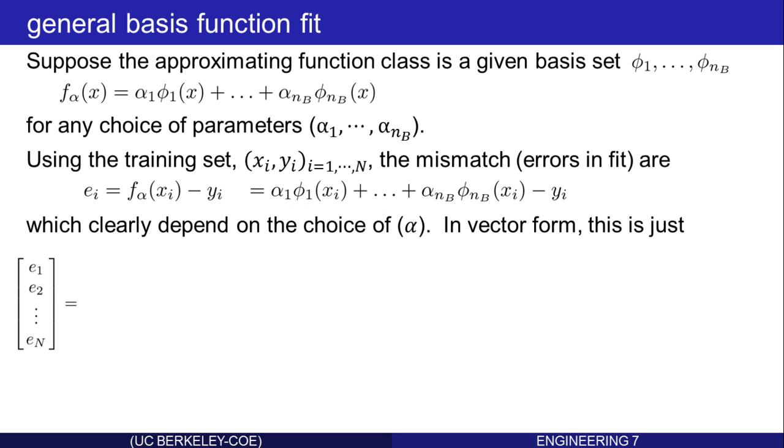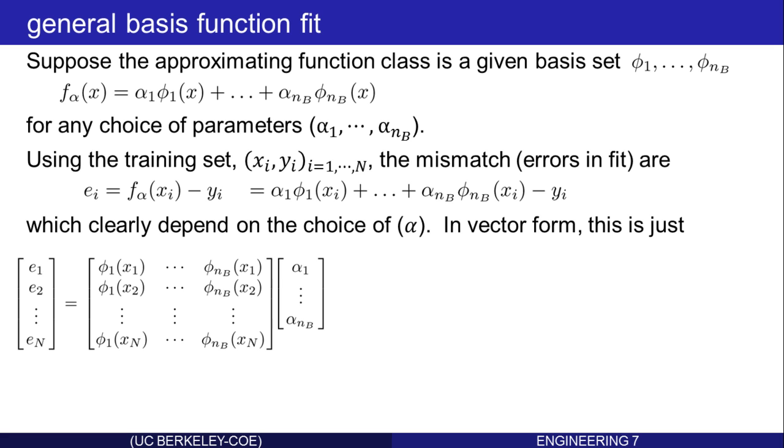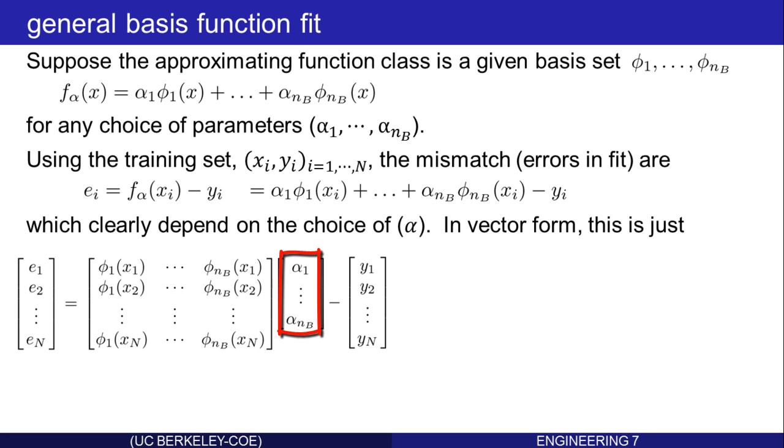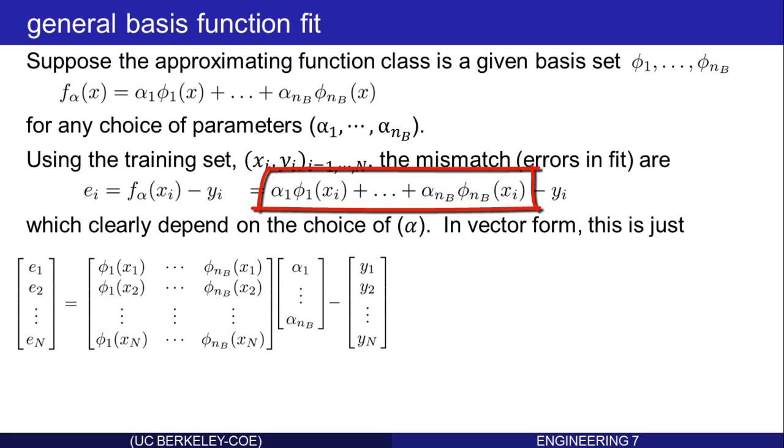Writing E as an error gives this in matrix vector form. This matrix vector product gives a column vector whose entries are all linear combinations of the alphas. The first entry is a linear combination of the alphas weighted by the basis functions at location 1. The second entry is a linear combination of the alphas weighted by the basis functions at location 2, and so on. The ith element of this matrix vector product is exactly that expression.